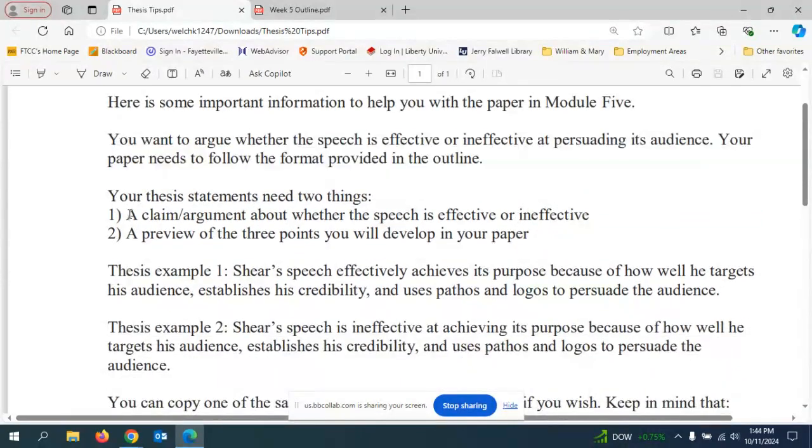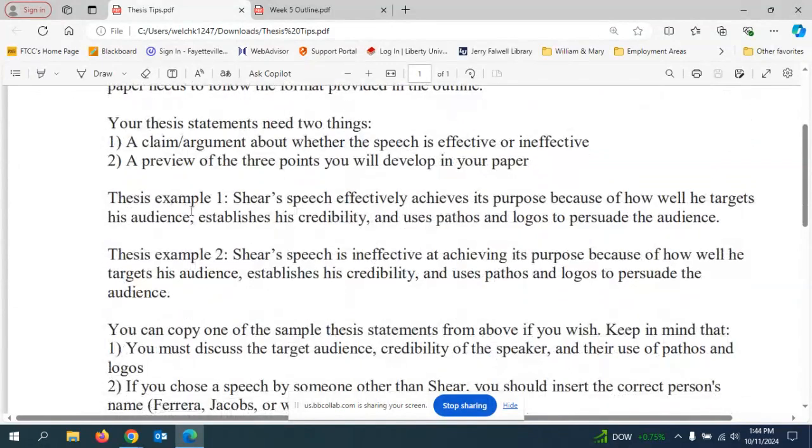So again, your thesis statement needs 2 things: a claim or argument about whether the speech is effective or not. I don't care which one you argue. I don't care if you say that the person's speech is effective or if it's ineffective, as long as you can support it with evidence from the speech. And the second point is the preview of the 3 points you're going to develop in your paper.